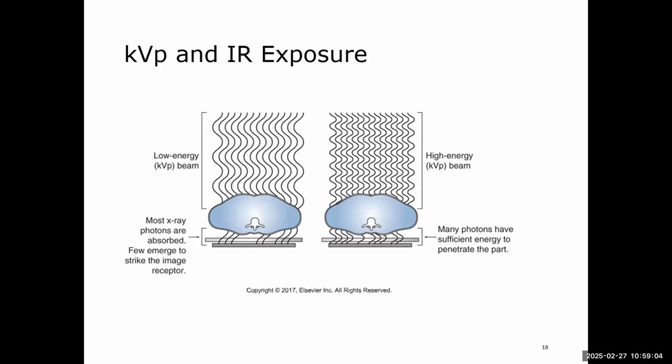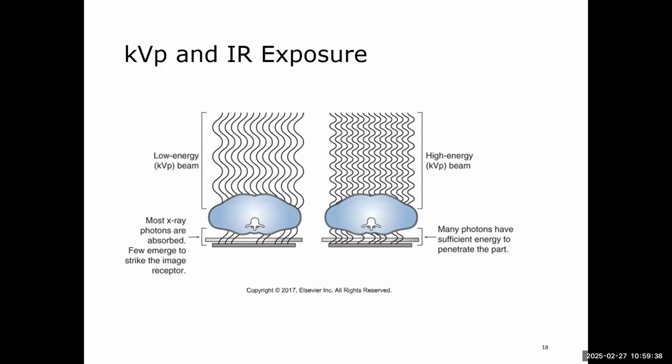With KVP and IR exposure, if you have lower KVP, then most of the photons are going to be absorbed, and there are going to be fewer to actually make it through the patient and interact with the IR. If we increase our KVP, two things are actually happening. So what did we say happens in the tube when we increase our KVP? More what? Photons. Yeah, more photons are created to begin with, right?